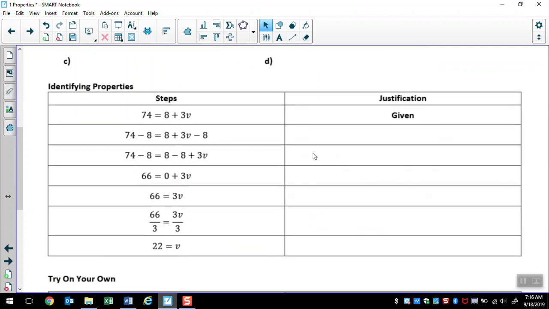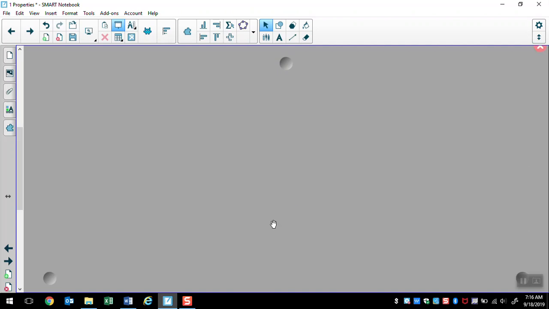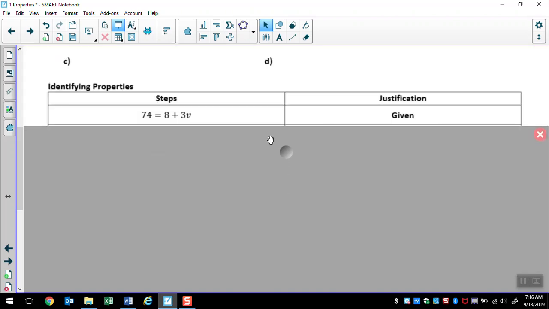All right, now we're going to justify the steps of this equation process by using our properties. We're going to take a look at what they did to get from one step to the other, and we're going to state which property they used. So on this one here, we started with the equation 74 is equal to x plus 3v. All right, well, if we were to cover up everything else, think about what you would do next.